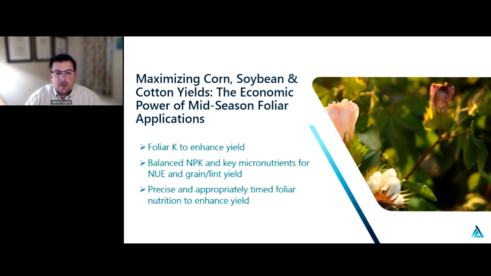Foliar potassium is, in our opinion, a really key tool to enhance yield across a broad range of crops, as well as increasing quality in many of the specialty crops, the fruits and vegetables that we deal with across our market areas. Often micronutrients are considered to be the main approach for foliar applications during the growing season, but we would argue that a balanced approach focused on N, P, and K, as well as key micronutrients helps to improve overall nutrient use efficiency, as well as the yield of the specific crop that you're focused on.